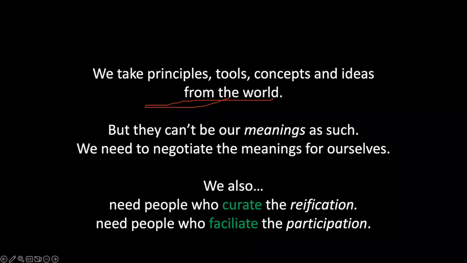And this is what Wenger says, is that, of course, we can go to the grocery store and we can go to Wikipedia and have a look, what does it say when I put empathy? We can take a school book and look, what does it say about customer centricity? And we should probably do that. Or the tools we give in this course. Yeah, you can take those tools and go to your organization and start using them. We do take principles, tools, ideas from the world. That's what we do, of course. But what he is underlining is that they can't be our meanings as such. We need to negotiate the meanings for ourselves.